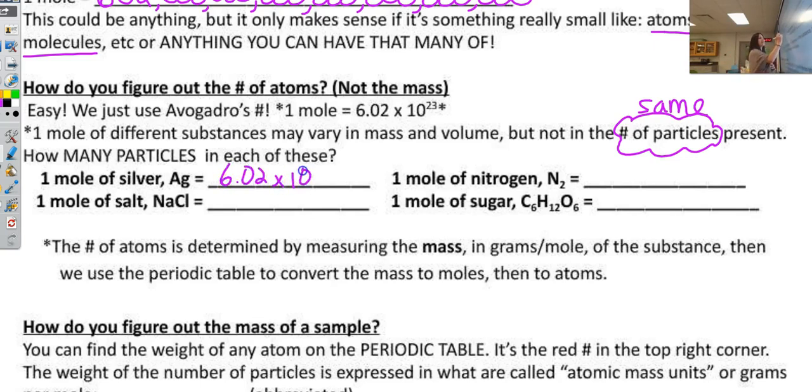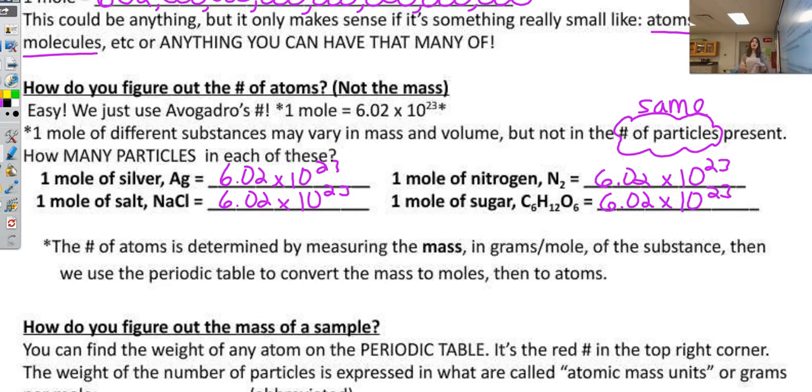6.02 times 10 to the 23rd. Awesome. How many particles are in 1 mole of salt, of NaCl? 6.02 times 10 to the 23rd. What about a mole of nitrogen? 6.02 times 10 to the 23rd. I do want you to write it 4 times, okay? I really do, because then you won't forget it. The more you write it, the less likely it is that you're going to forget it, okay?